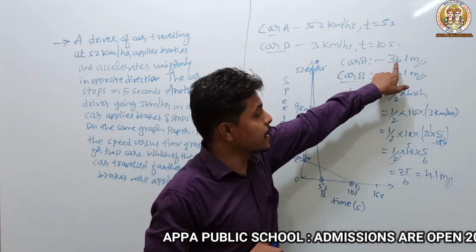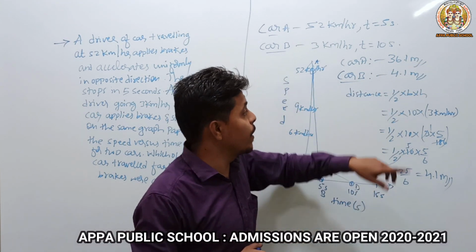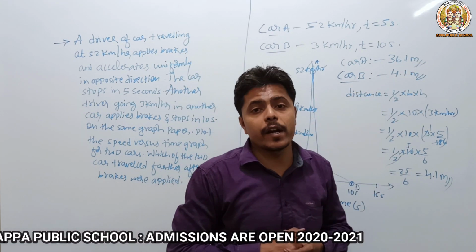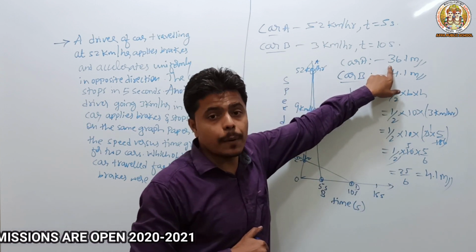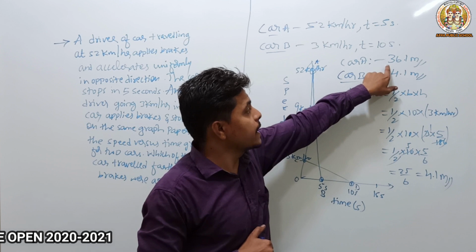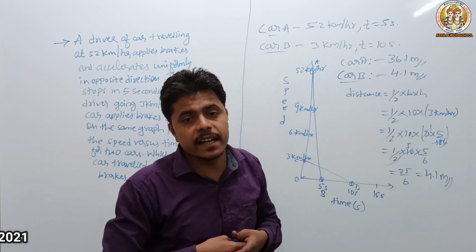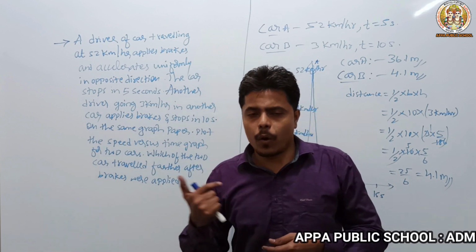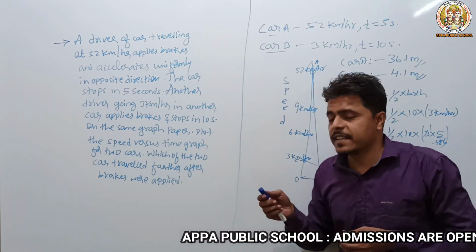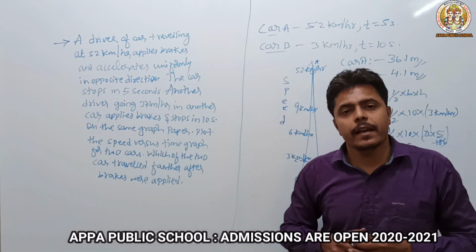So car A has traveled 36.1 meter distance, and car B has traveled 4.1 meter. So this is the greatest path it has traveled after applying brake. So we can write: car A has moved more than car B when the brakes were applied. Very simple question, we have got the answer here. This is also one of the questions from the exercise.